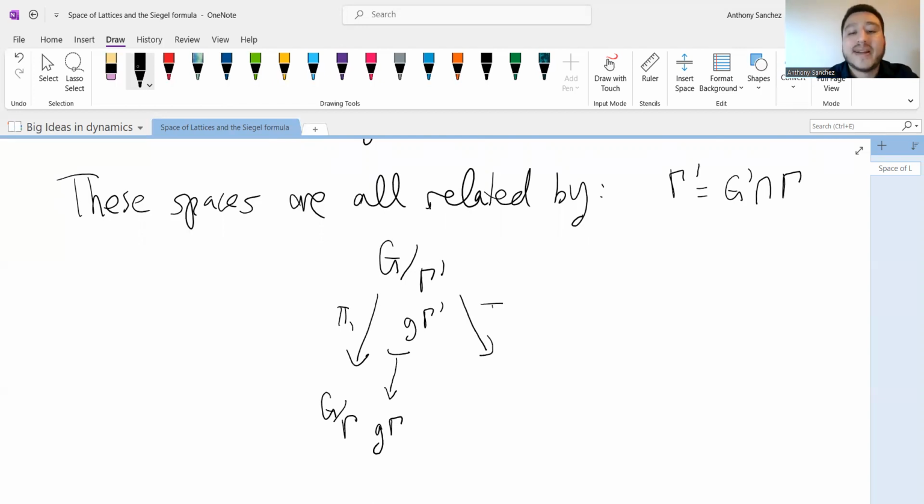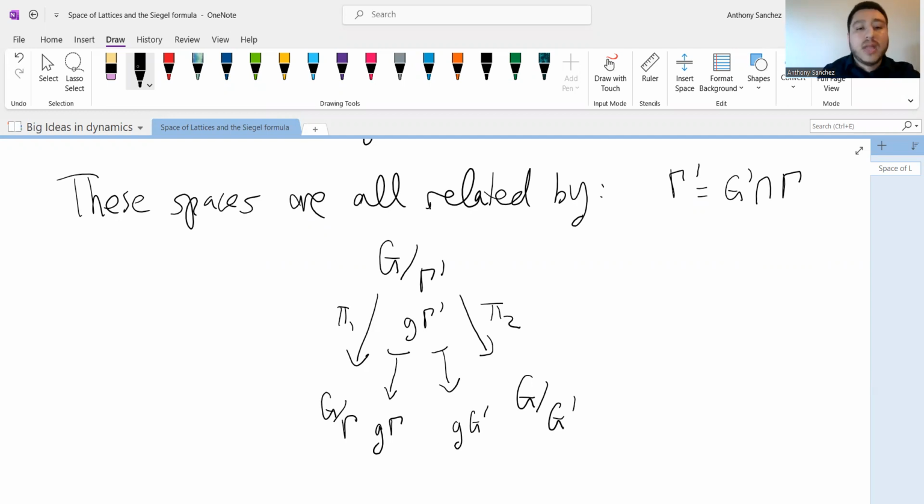Additionally, I have another projection map, pi 2, that takes G mod gamma prime into G mod G prime in exactly the same way. I'll take a coset into this coset. And these are exactly the spaces that are appearing in the Siegel transform. G mod gamma is the space of lattices. That's where we're integrating everything. And then G mod G prime, recall by the orbit stabilizer, is just a very fancy way of writing down R^n, at least off of 0.